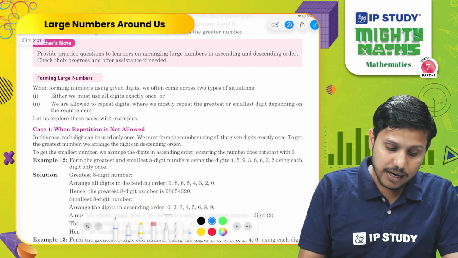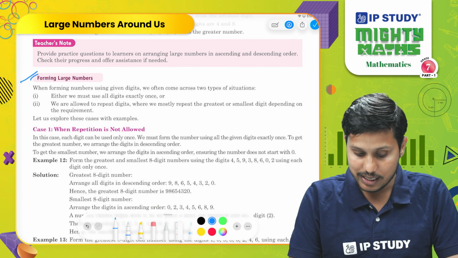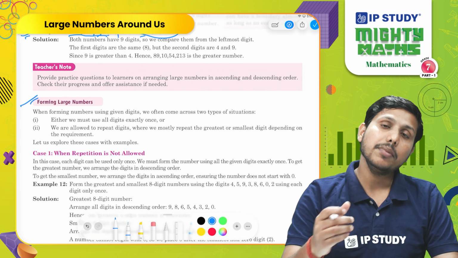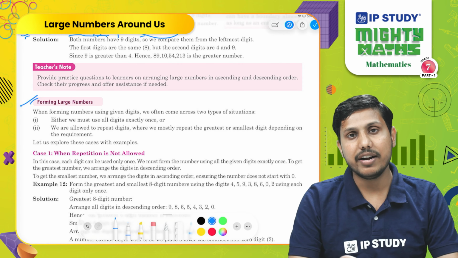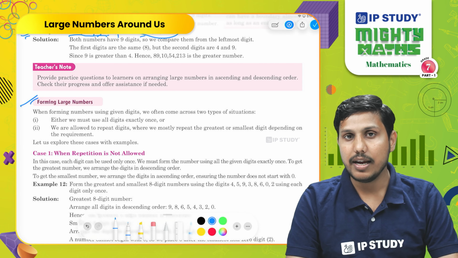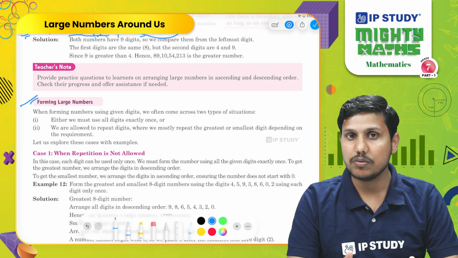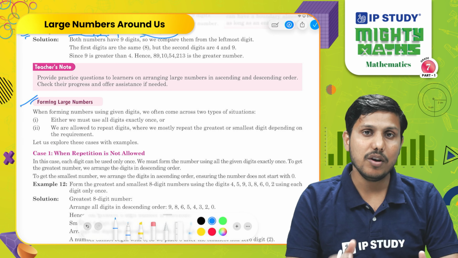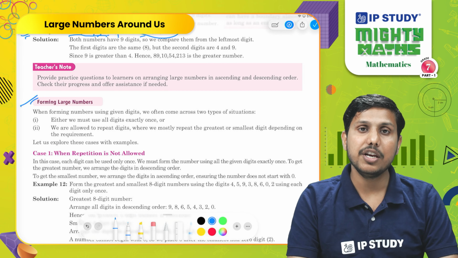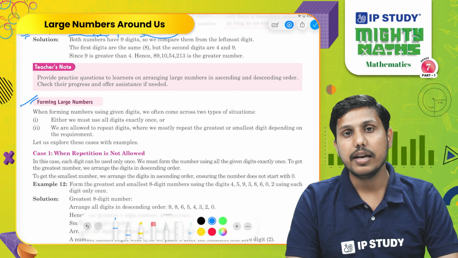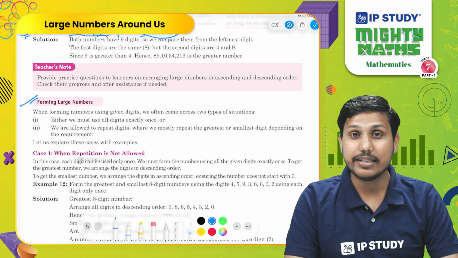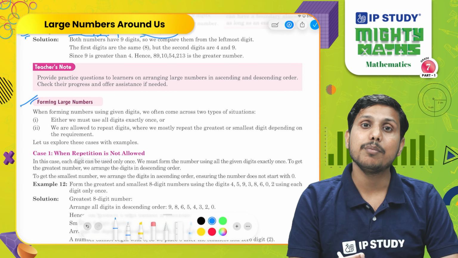Now, forming large numbers is the next topic that we need to understand. In forming, we use digits to form numbers. There are two different cases. Sometimes, if we have to form an 8-digit number, we'll be given 8 digits and we need to use each and every digit. But sometimes the case differs: if we have to form an 8-digit number but are given only 6 digits, then we need to repeat the digits.